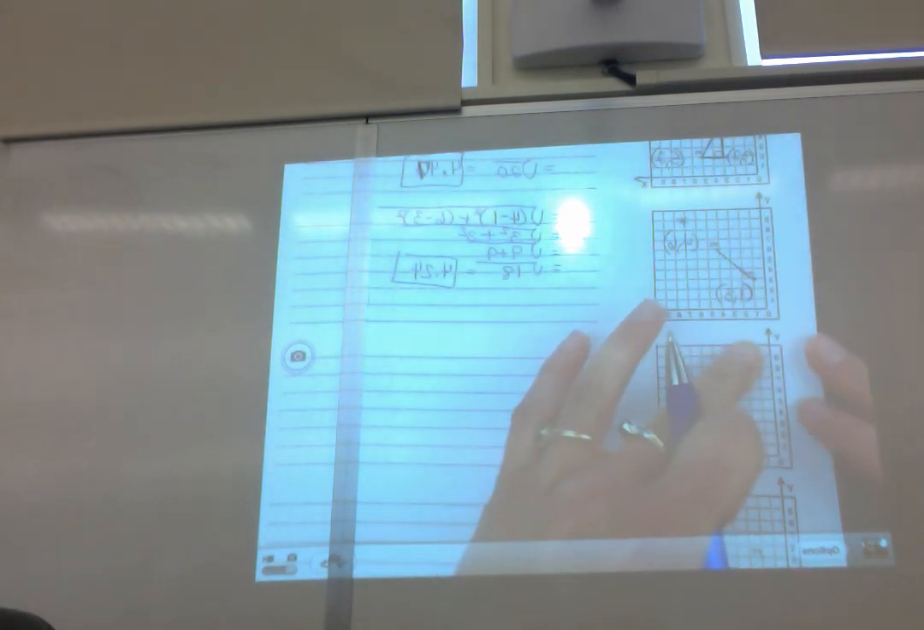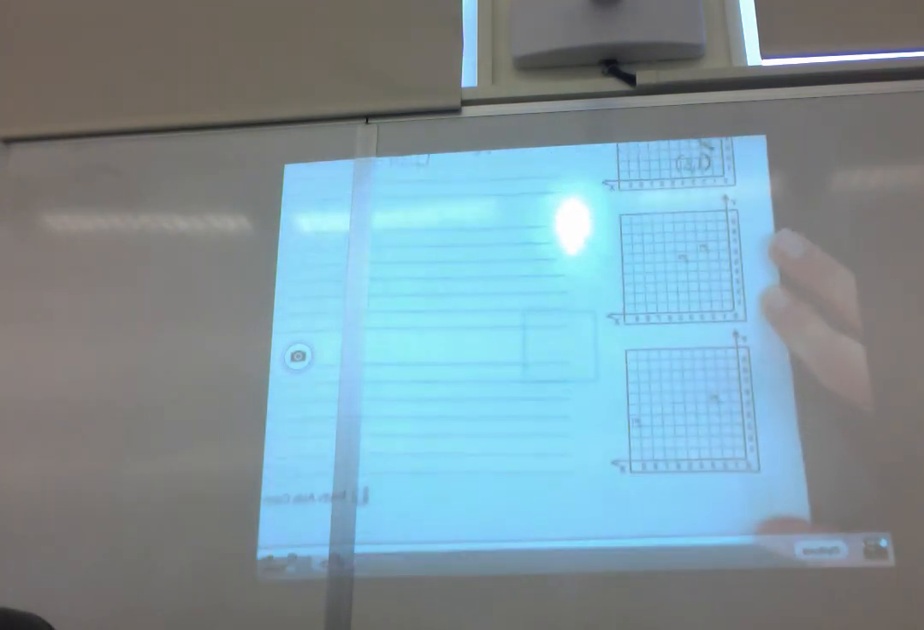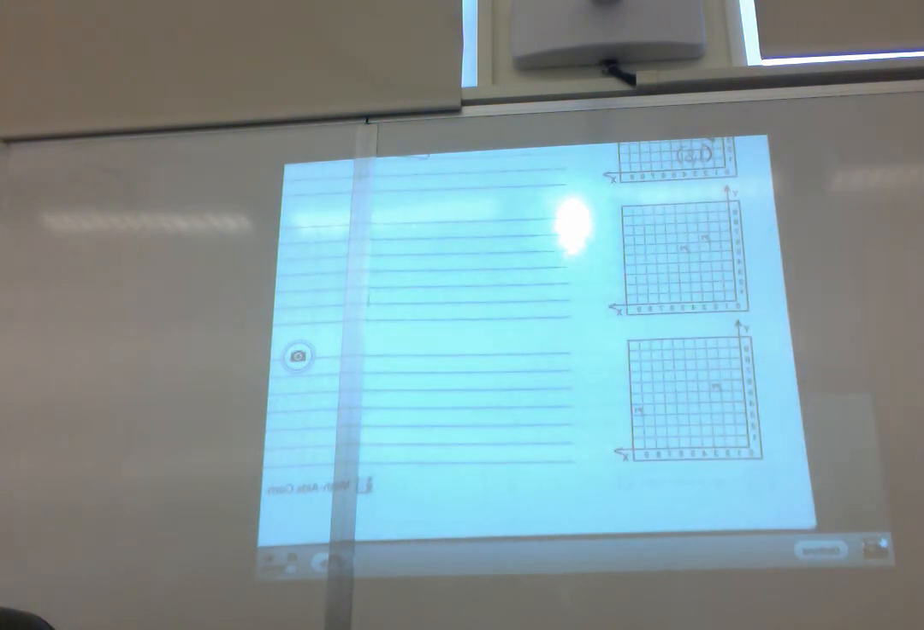You go ahead right now, do the bottom two, and then we'll look at the other side together.